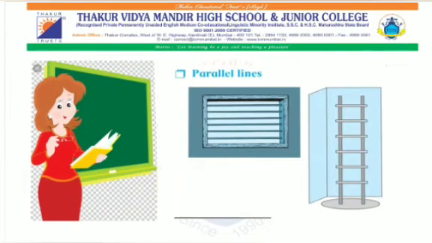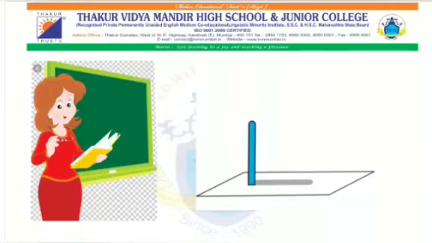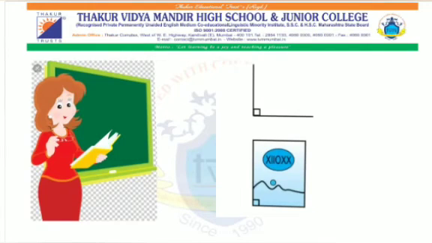So, now let us understand the next one, that is perpendicular lines. When two lines form an angle of 90 degree with each other, they are said to be perpendicular to each other. Let us understand with the help of example. We have seen many objects standing straight on the ground. These objects form a right angle with their shadows. For example, the angle formed by a pole and its shadow on the ground is 90 degree or a right angle. Similarly, adjacent sides of a wooden plank or books also form an angle of 90 degree.